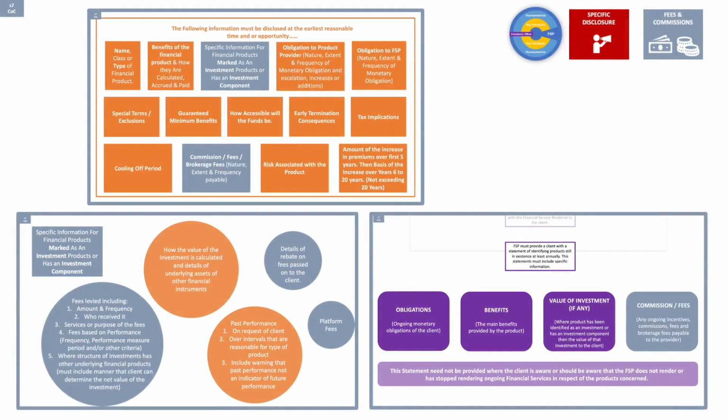So let's go through a final overview of what has been covered. We have covered the disclosure requirements regarding fees and commissions.